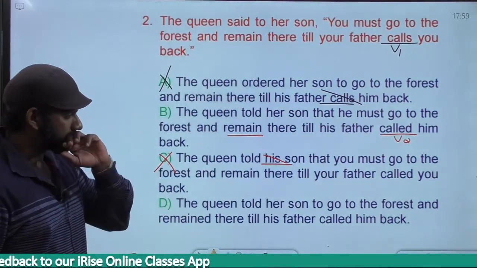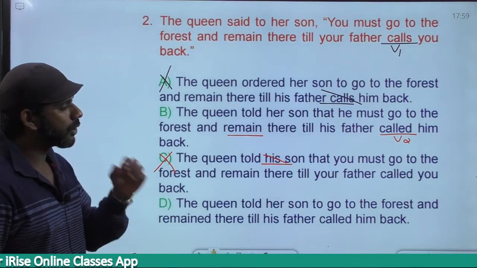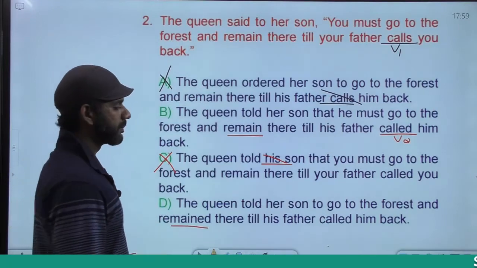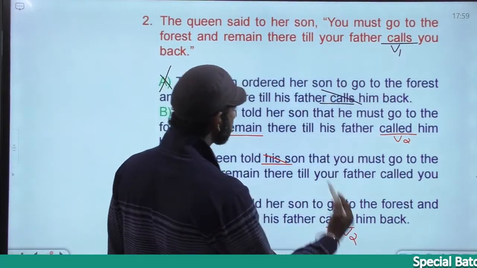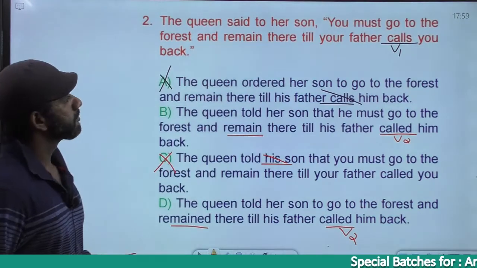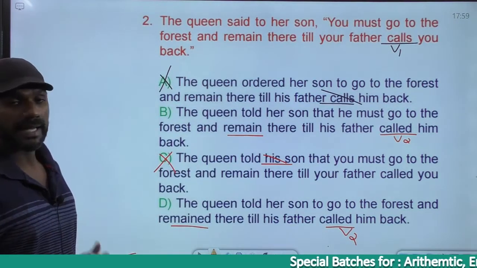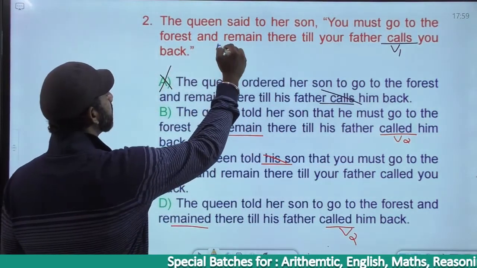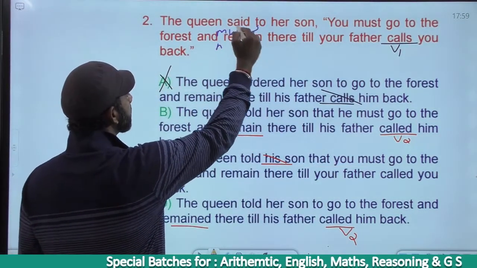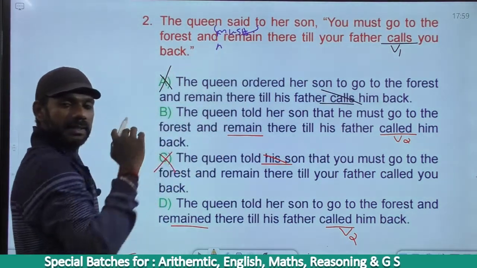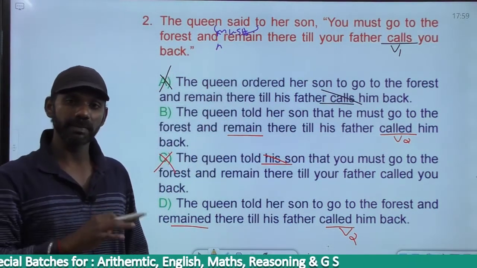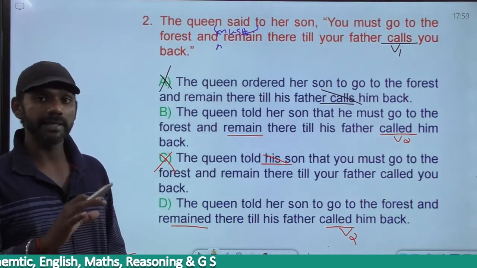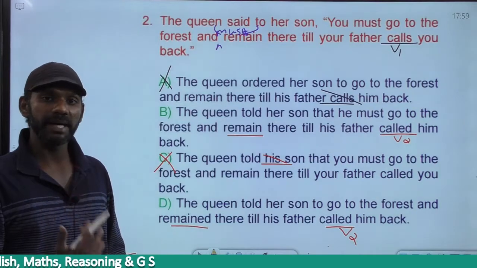The queen told her son to go to the forest and remained there till his father called him back. Called is subject plus V2, simple past. Come to the question. You must go to the forest and remain there. Now, remain is the same as must remain. The word must is understood here. The author is not using the word must again just to avoid redundancy. So you must go to the forest and remain there. Remain is the same as must remain.